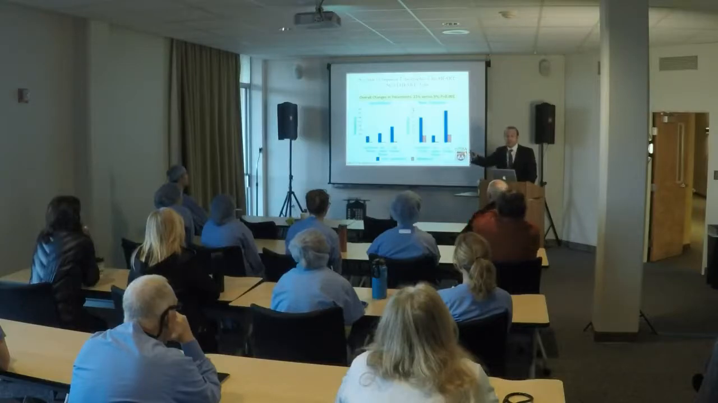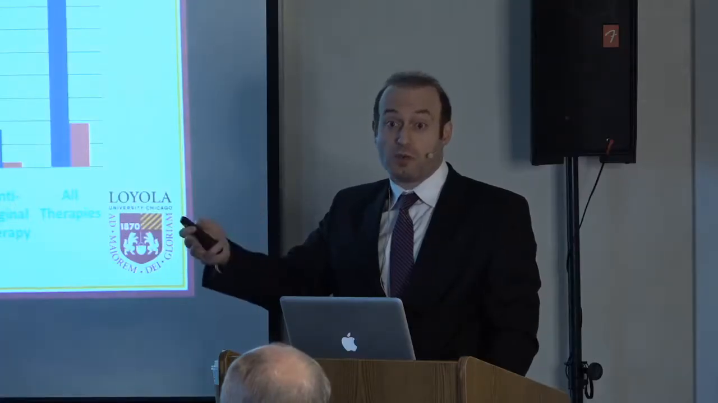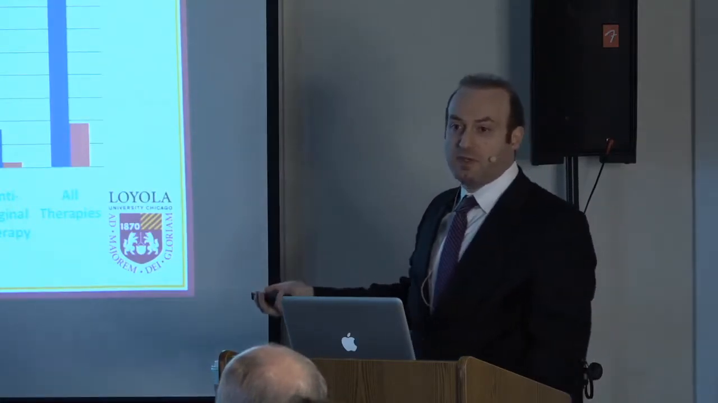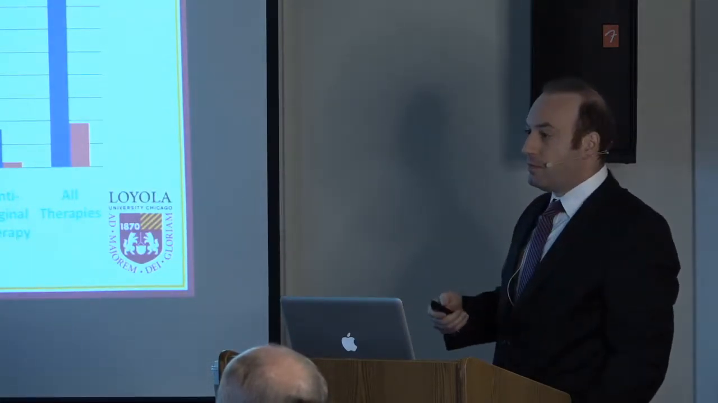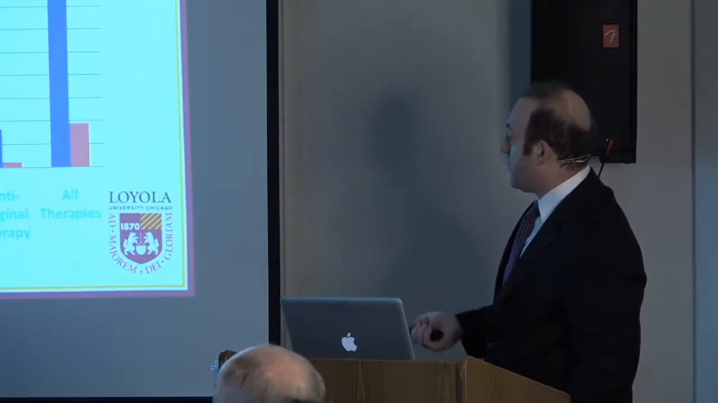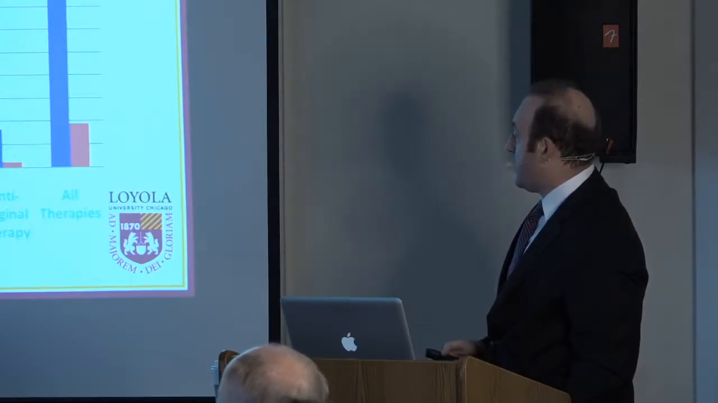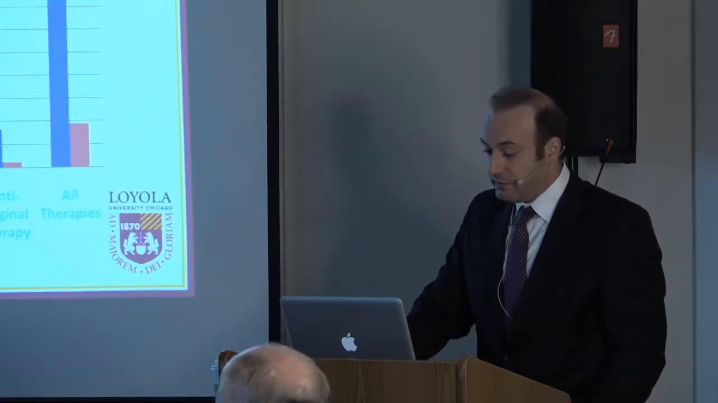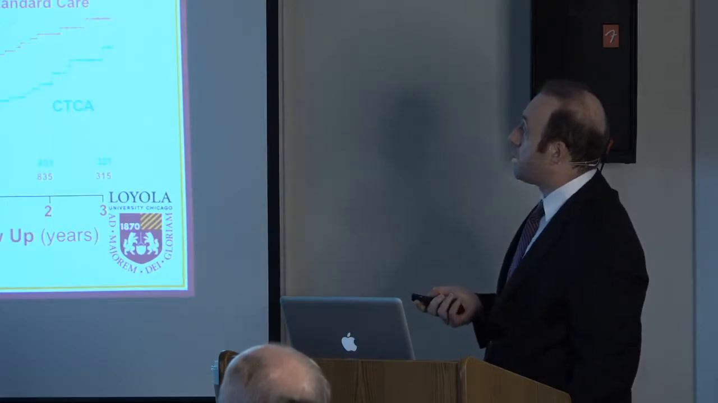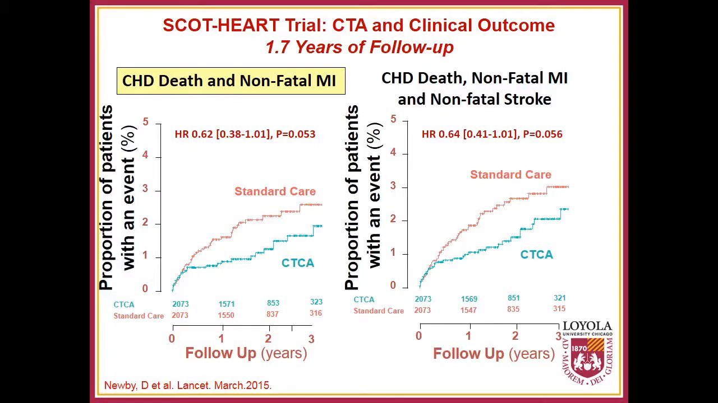So let's say you do the CT, and we talked about the negative predictive value of a normal CTA scan. So the providers would stop perhaps some of these medications, and the contrary is true. If they identified atherosclerosis, they were more likely to start preventative therapeutics and anti-anginal therapies compared to standard of care. And what they found was a reduction in overall coronary heart disease death and non-fatal MI, so hard clinical endpoints, in the CTA arm compared to standard of care.